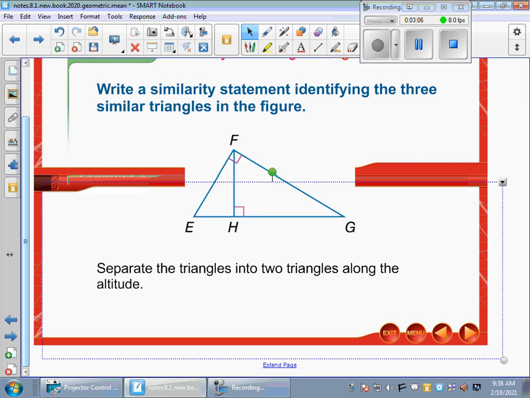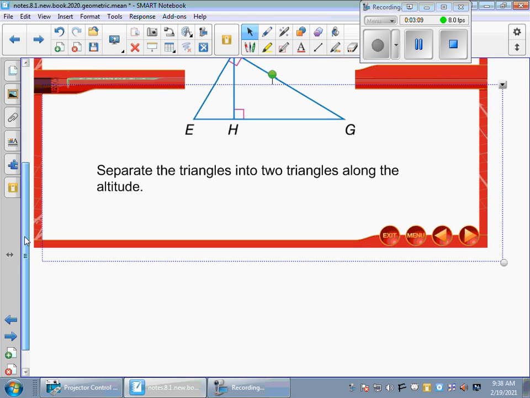Let me get the boards. Board's a little off today.